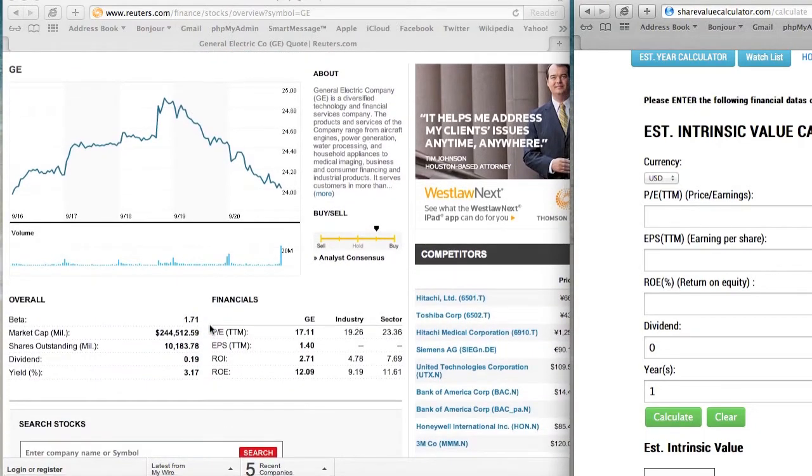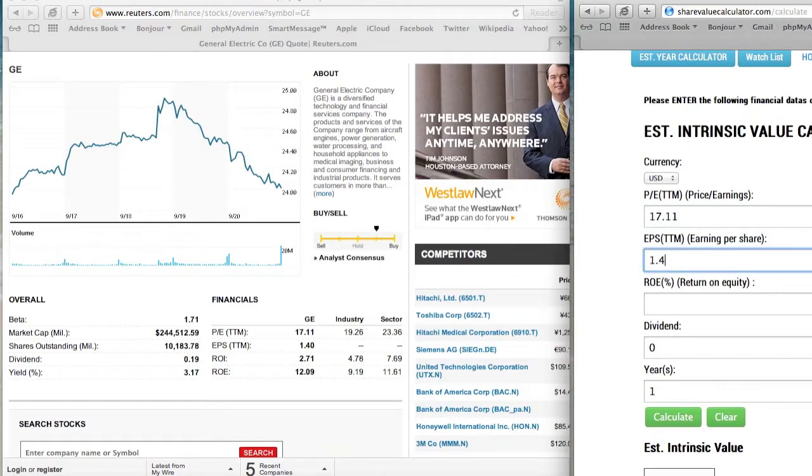Now I want to calculate the intrinsic value of this company's stock. Then I will decide if the current stock price of GE is expensive or cheap to buy. If the intrinsic value is much higher than the current price, this means that the current price of the stock is cheap, and most likely the price will rise and reach this value in the near future. In order to value the stock price, I need to use these ratios. I need to enter these financial data of GE into Share Value Calculator.